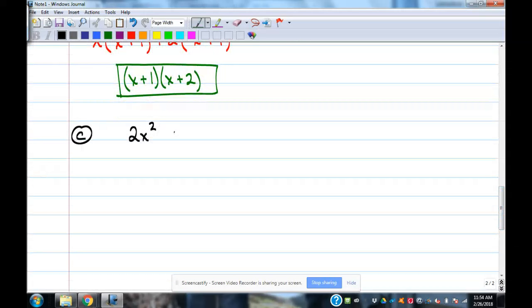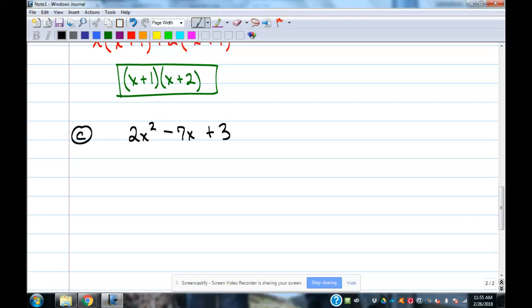2x squared minus 7x plus 3. So this is where knowing your multiplication tables is a helpful thing because you can get the numbers faster. If you don't know your multiplication tables, work on them. Start learning them. At least to 12 times 12.